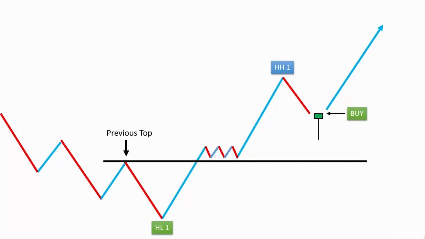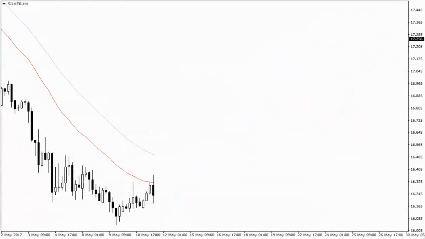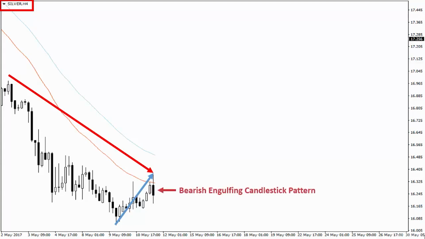So let's begin and discover the end of a downtrend and the beginning of an uptrend with invalid swing point step by step. As you can see, this is a 4-hour chart of silver versus US dollar. You will notice that the market is trending downward at the moment on this chart. You will also notice that the price is retracing upward for the market correction, where at the top of this retracement, we have a bearish engulfing candlestick pattern which signals the upcoming bearish momentum.